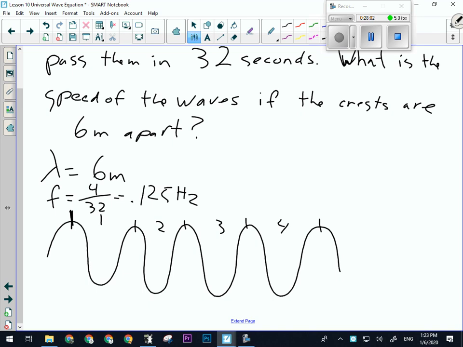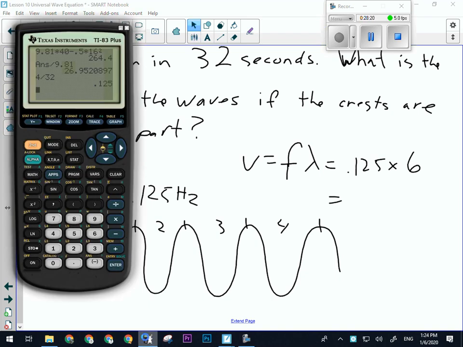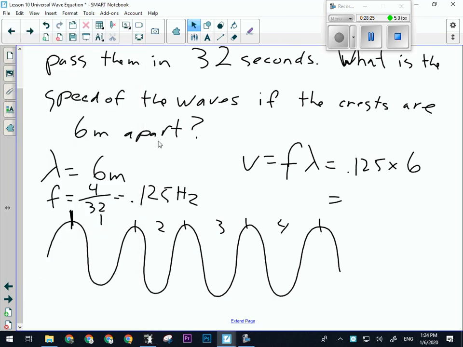Okay, so now that I've got frequency and wavelength, can I calculate the speed of the waves? Yes. V equals F times lambda. So I take my 0.125 hertz and I multiply by the length, which is 6 meters. So these are obviously pretty slow moving waves. They're moving at 0.75 meters per second. Universal wave equation problems are actually pretty easy mathematically, as long as I pay attention to what the question tells me.